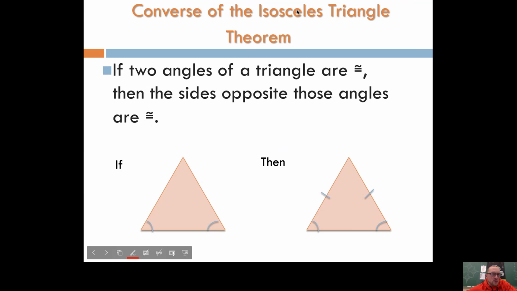And then there's a converse of that theorem as well. If you know where the base angles are, you should be able to identify the legs. So for example, if these angles are congruent, then this is the base, which means the other two sides are the sides that are congruent.